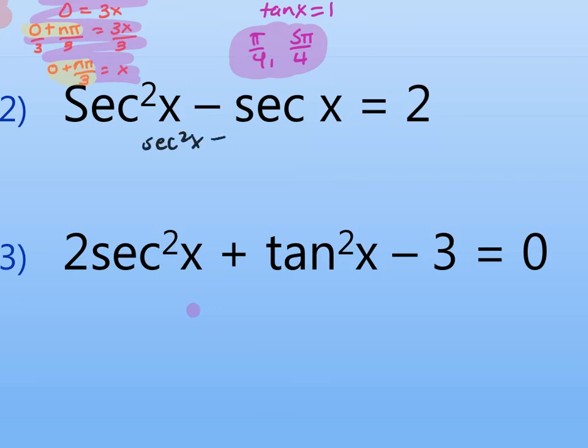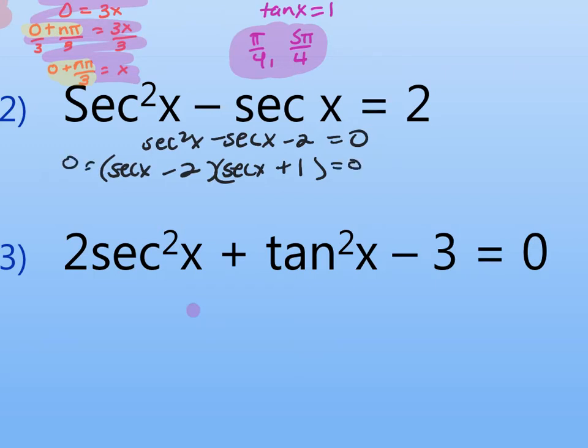So I'm going to move the 2 to the other side. Secant squared x minus secant x minus 2. I'm going to factor this. So it's secant and secant. Negative 2 and positive 1. Split and solve this. And I get secant of x equals 2, and secant of x equals negative 1. Flip it, because secant is not on my unit circle, but cosine is. The flip of negative 1 is still negative 1.